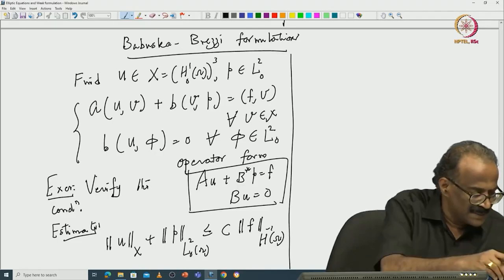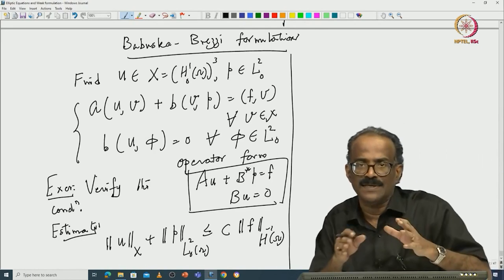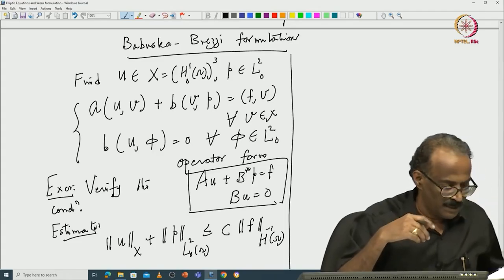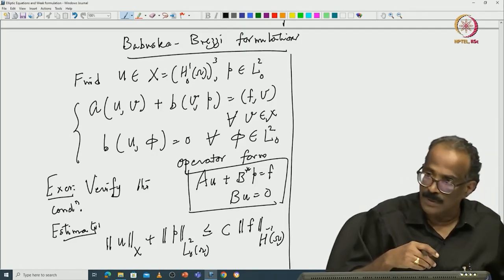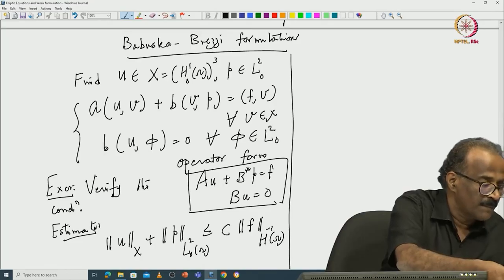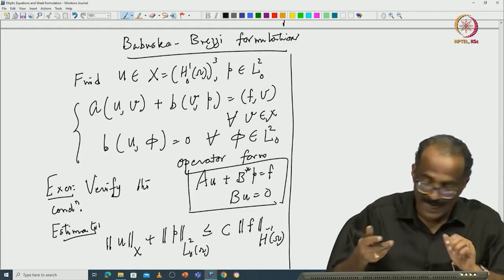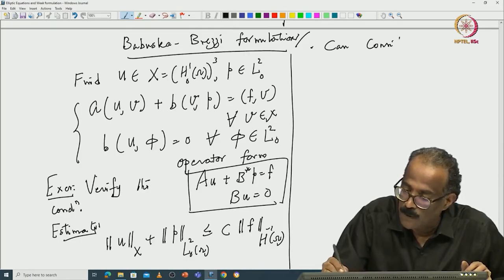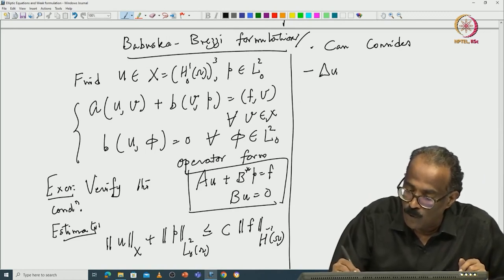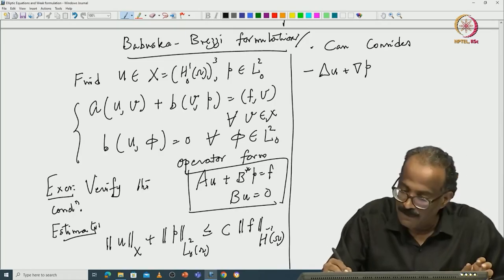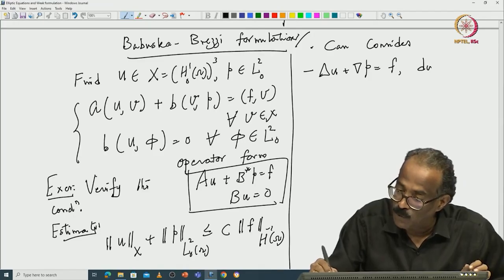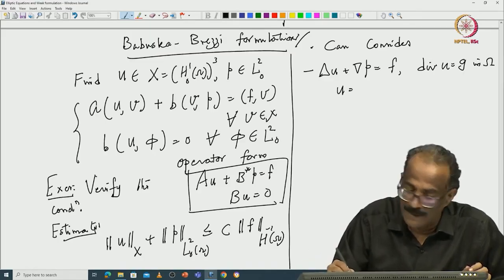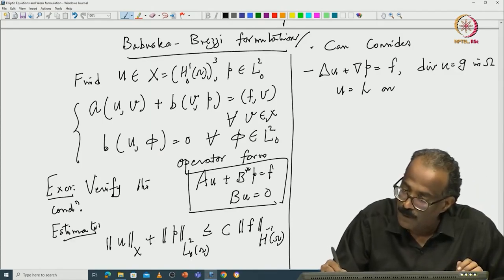Okay. As a last discussion, a few more things. Most of these things are not really complete. You can refer to various books on fluid dynamics and other things. So let me say a little more in the next few minutes about the solvability. You can consider minus Laplacian of u plus grad p equal to f in omega, and divergence of u equal to g in omega, and u equal to h on the boundary of omega.